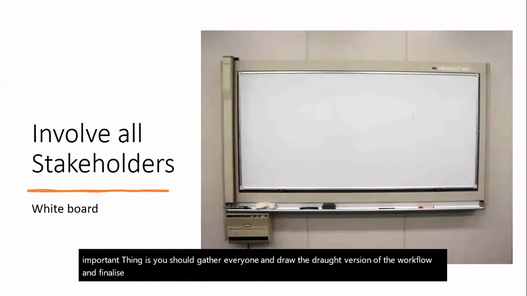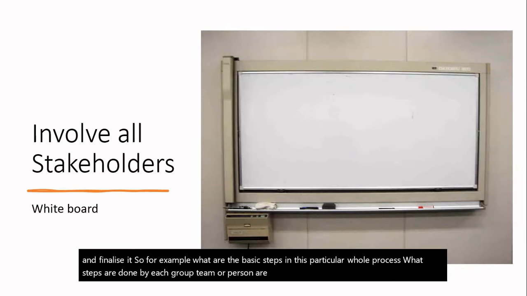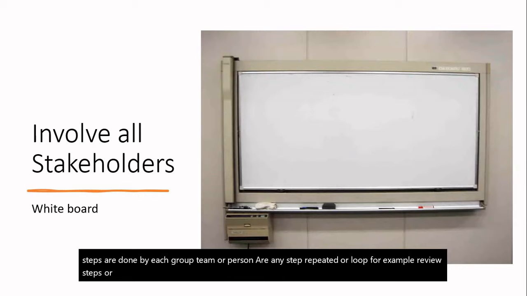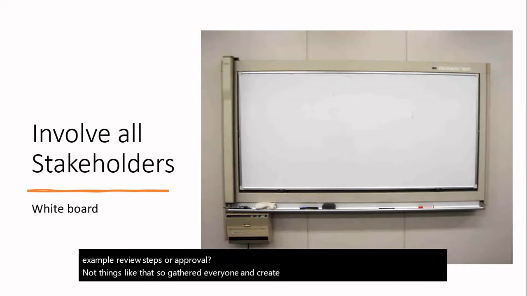So for example, what are the basic steps in this whole process? What steps are done by each group, team, or person? Are any steps repeated or in a loop? For example, review steps or approval, things like that. So gather everyone and create your workflow first on a whiteboard.